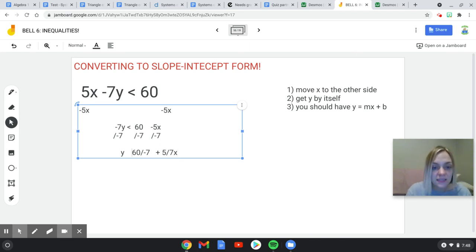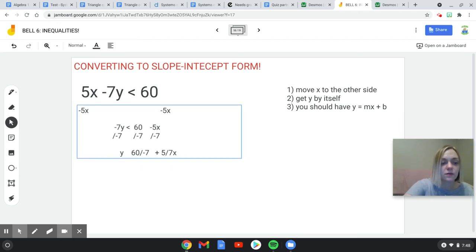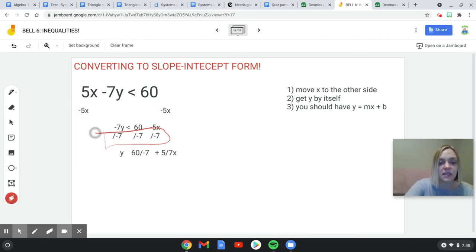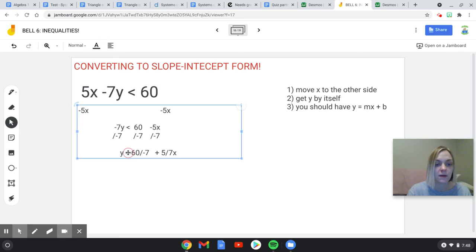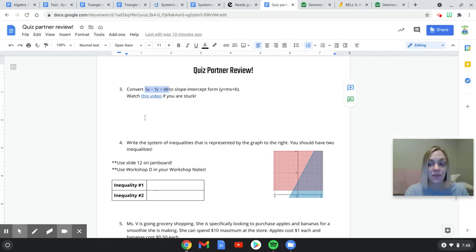And then the very last thing that I'm going to do, since I divided by negative 7 here, I need to flip my inequality sign. I have to do that when I divide by a negative number. So then what we have down here is our final answer. So you're either going to type that in the doc in your color if you're virtual, or you're writing it on your study guide.